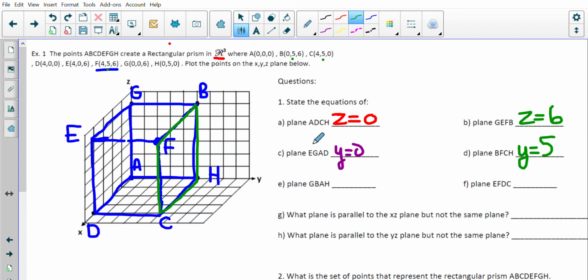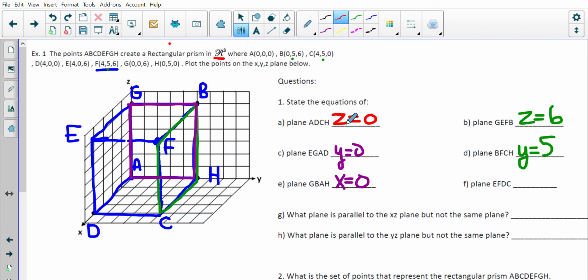All right, next up, we have plane GBAH. There we go. That's that back wall. And all of those have an X value equal to 0 because it's a back wall. It doesn't come forward at all.